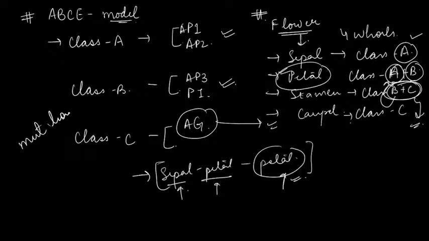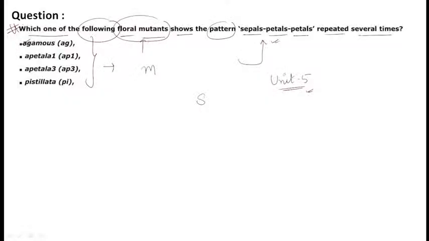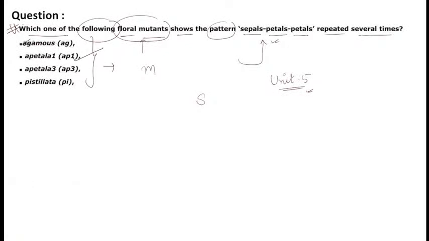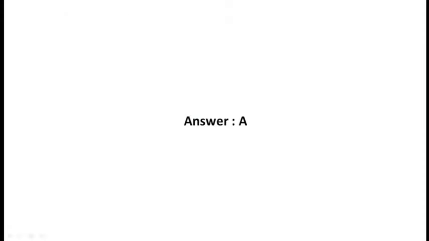Now if you observe the 4 options given to you, Epitala 1, 3 and Pistillata, all of them are working fine. It is the Agamous which is not working properly. And with this, we have our correct answer as option number A. Is it clear to everyone? Those of you who gave the answer incorrect, is it clear to you? Mayank, is the question clear to you now? You have given the answer wrong, right? Let's move forward to the next question.